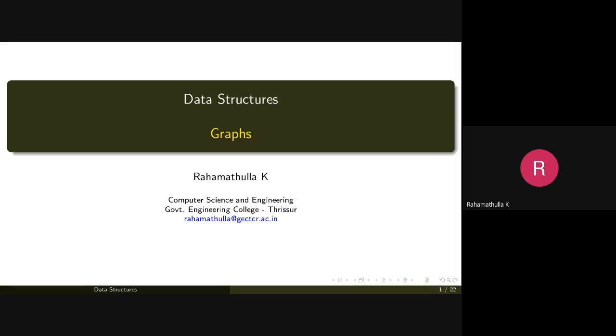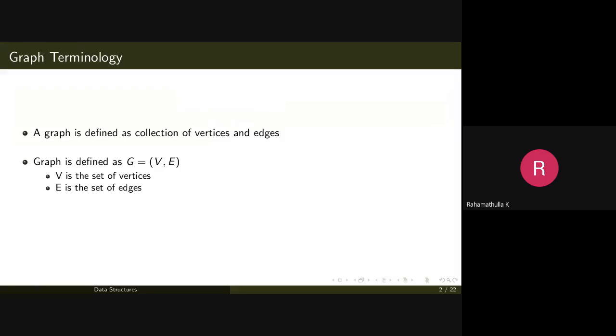Hello everyone. So in the next lectures we'll be discussing graph data structures. In this lecture I'll be introducing the graph data structure, its terminology, and then we'll be talking about different representations of graphs, etc. In the next lecture we'll discuss graph traversals like breadth first search and depth first search.